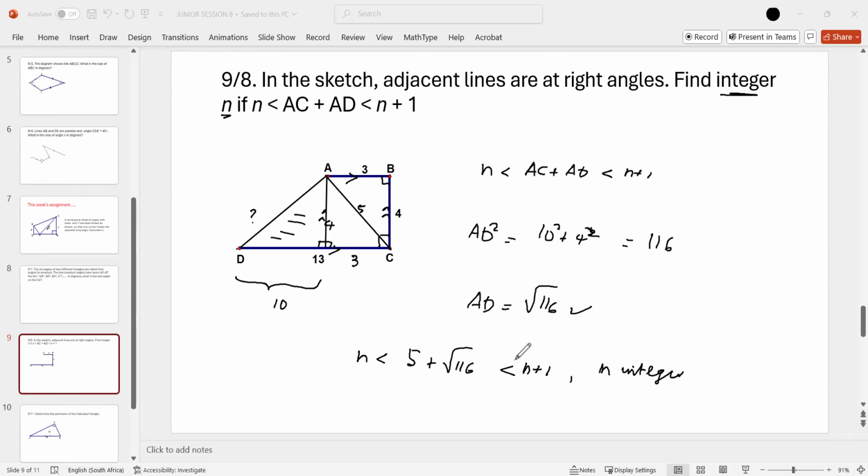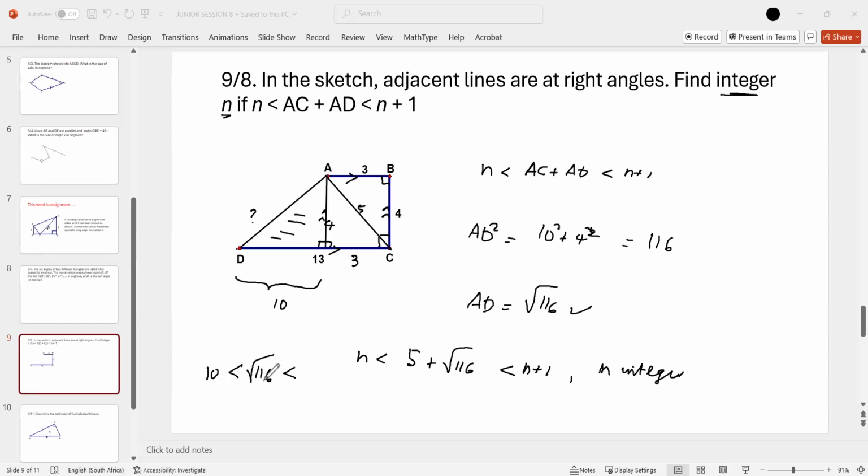So these N and N plus 1 are consecutive integers. They are next to each other. So it's nice to know this. The only bad guy here is square root of 116. Can you decide what two consecutive numbers it is between? Well, that's what we need to find out. Then we'll be able to solve the problem. Because this thing here is 10 point something. The square root of 100 is 10.